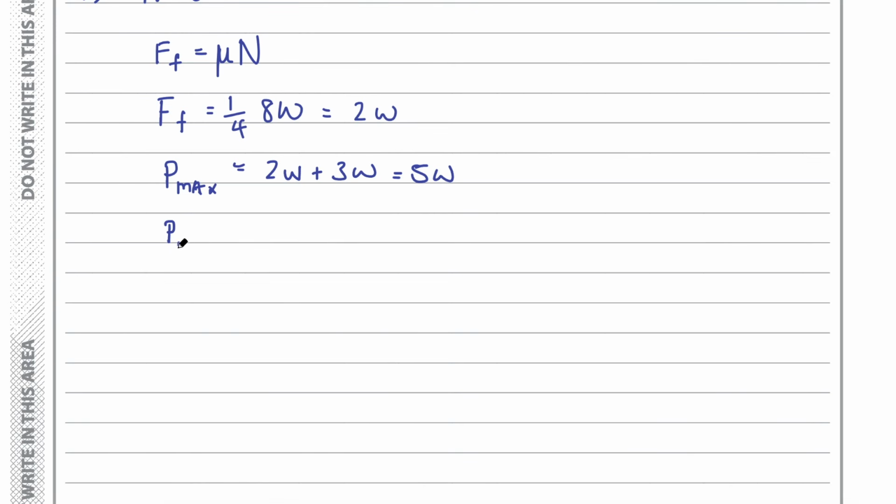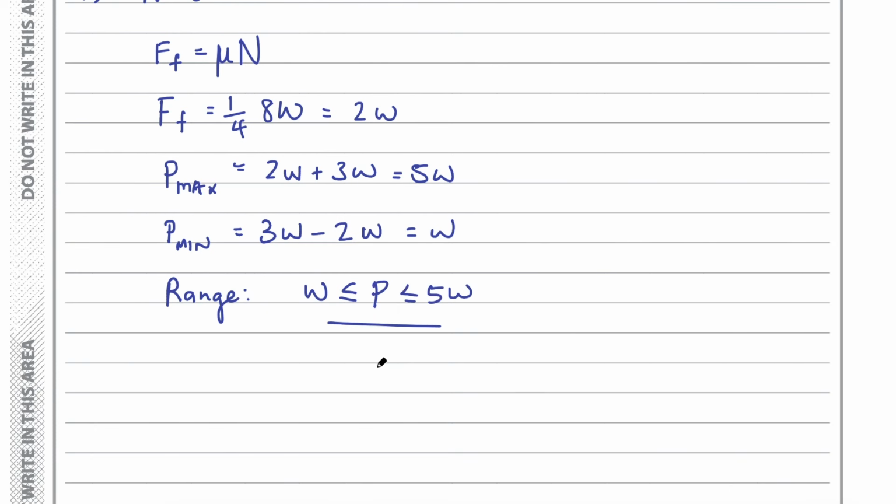And the P min would be if the frictional force is helping him against that force pushing on the ladder. So we'd have 3W subtract 2W, which would just be W. So we have a minimum of W, max of 5W, so therefore the range is going to be anywhere in between those. And it can also equal that. Okay, so that was the range for B.